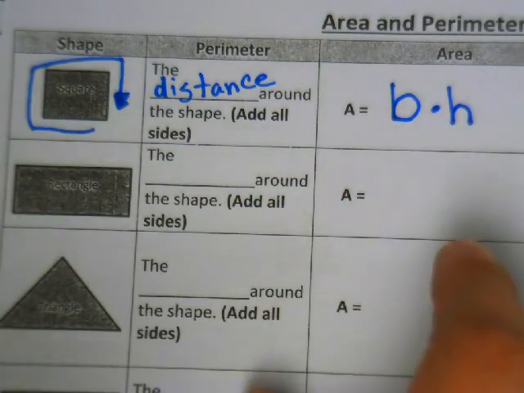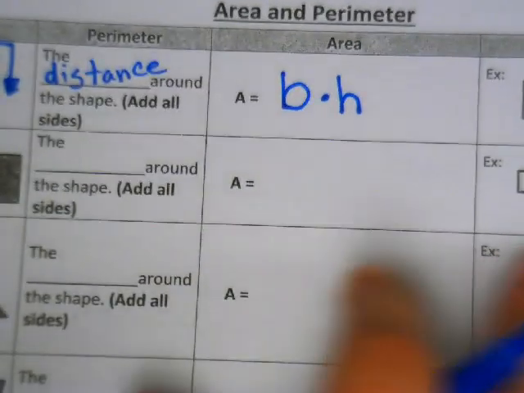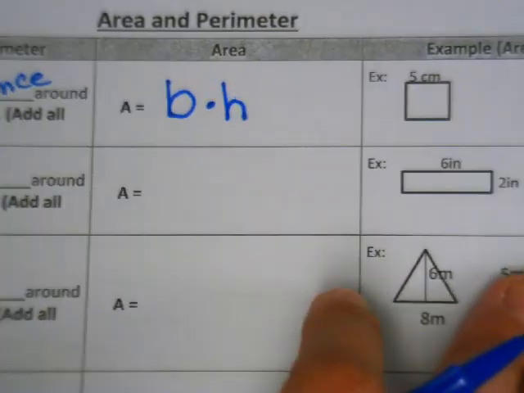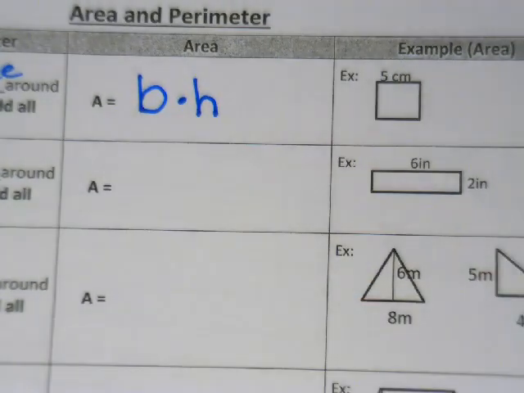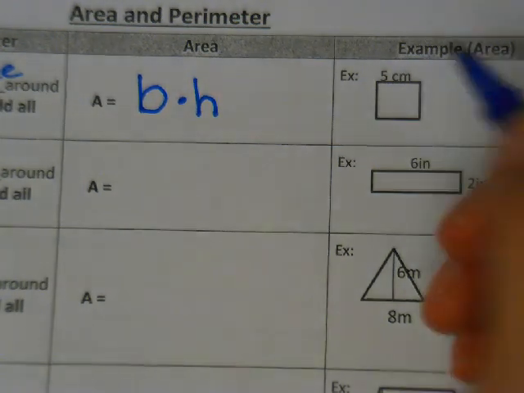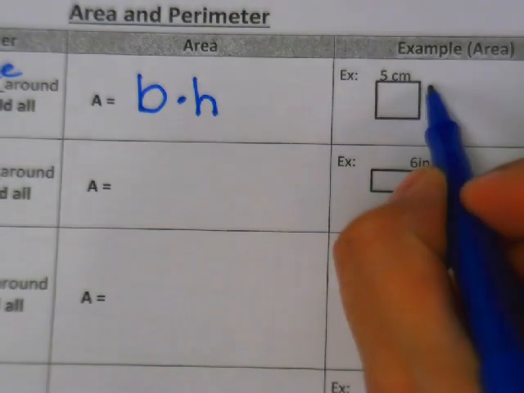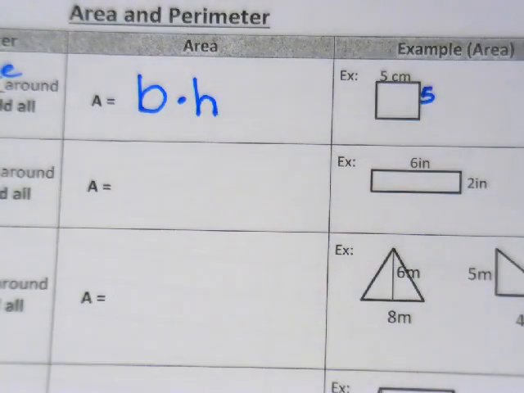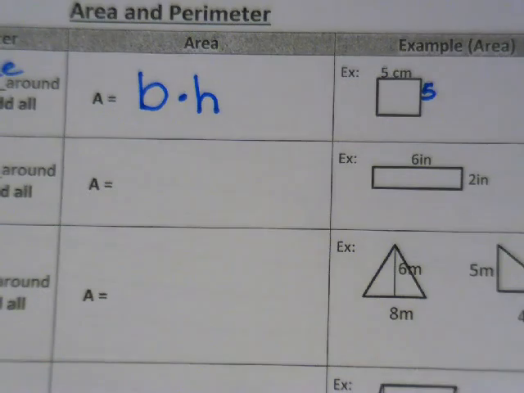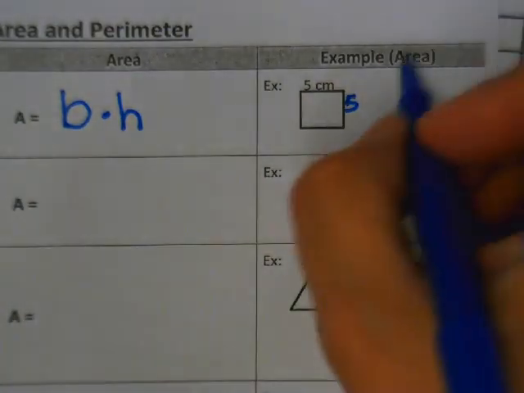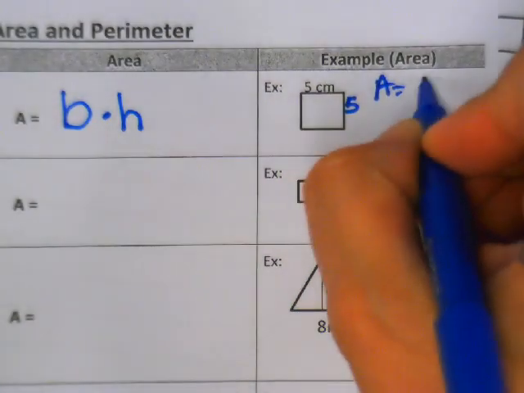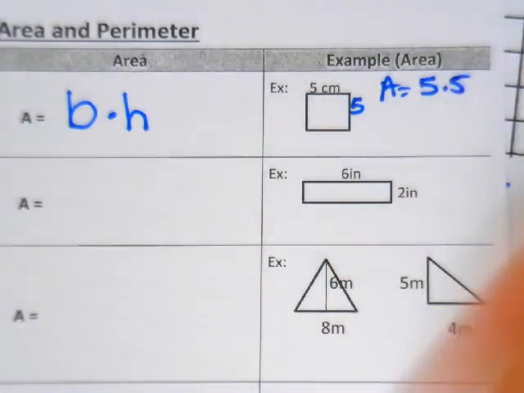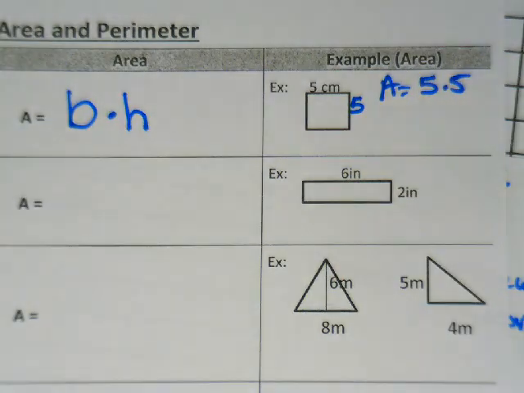All right, so now let's do an example here. I want to find the area of this square here, but they only gave me one number. They only gave me the 5. So if it's a square, if this is 5, then all of them are 5. Then the height would be 5, the base would be 5. Okay, so area is equal to base times height, so I'm going to do 5 times 5. 25, all right, write that down.